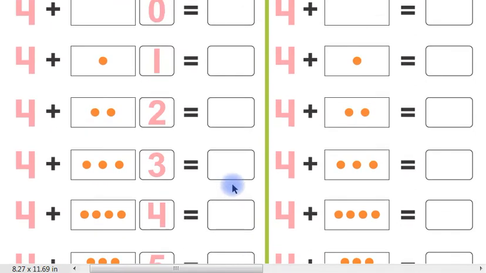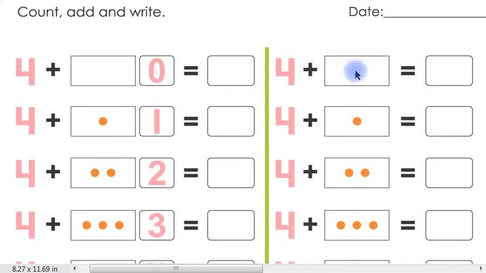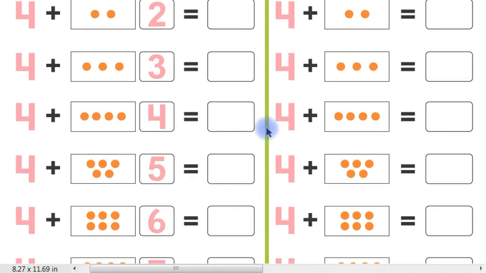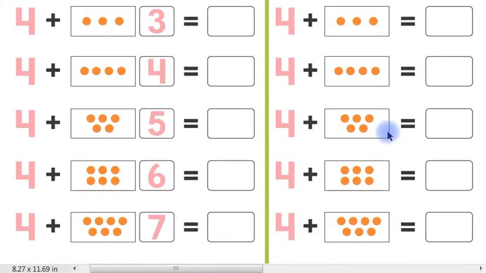Likewise, children, now look at this. 4 plus 0 equals 4. Children, you have to write 4 here in this box. 4 plus 1 equals 5. Children, you have to write 5 here in this box. 4 plus 2 equals 6. Children, you have to write 6 here in this box. 4 plus 3 equals 7. Children, you have to write 7 here in this box. 4 plus 4 equals 8. Children, you have to write 8 here in this box.